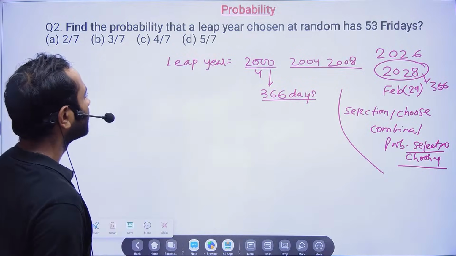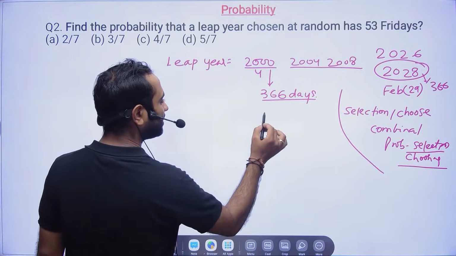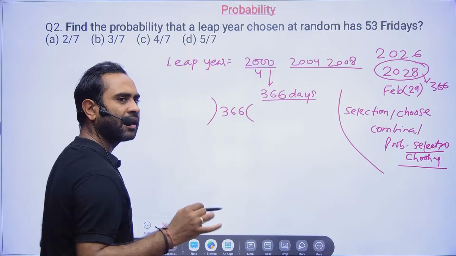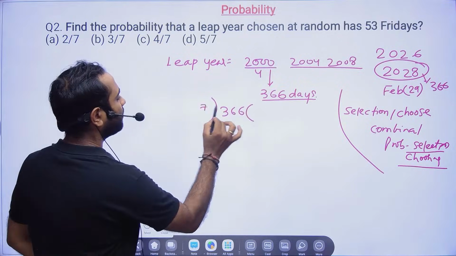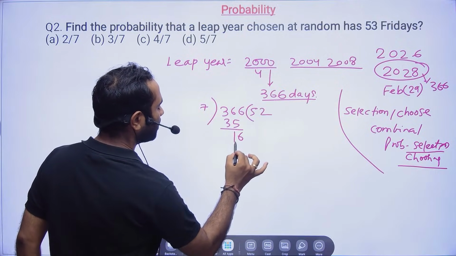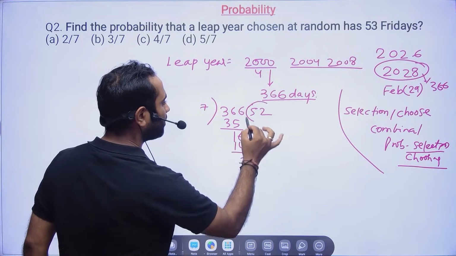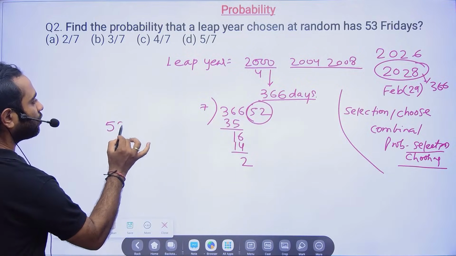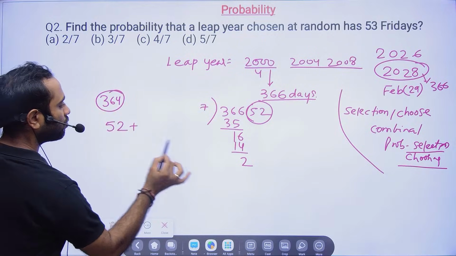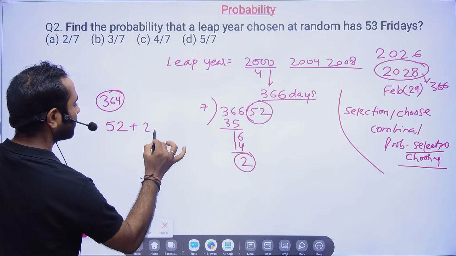Fine. So 366 days. In 366 days, how many weeks will be there? Every year has 52 weeks. If you divide, 7 5s are 35 and 7 2s are 14, so 52 weeks. 52 weeks means 364 days, and 2 more days will be there.